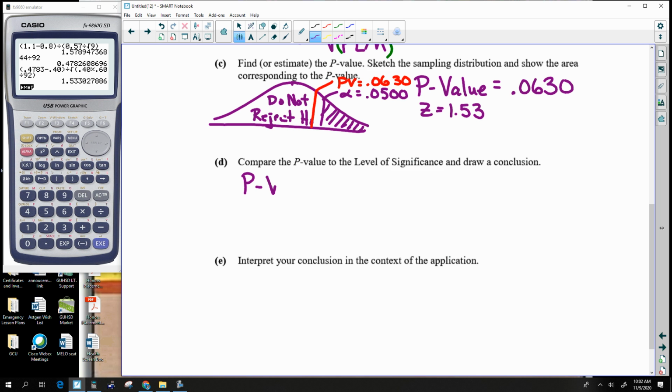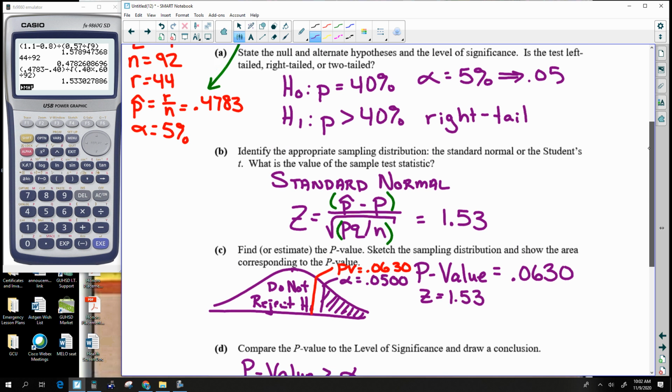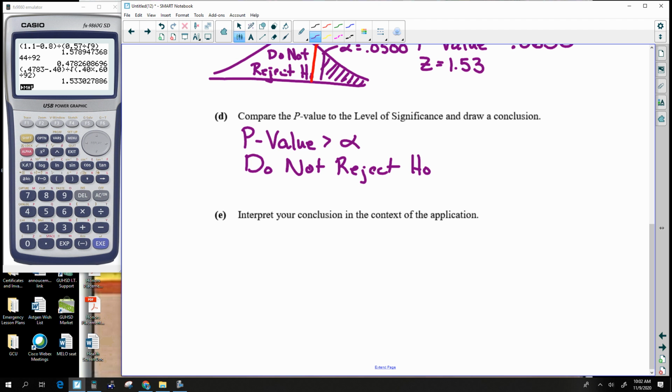So I notice that my p-value is larger than my alpha. That means do not reject H0. Okay, so that means we do not have enough evidence to say H1, that the probability is greater than 40%. All right, we're talking about students with jobs. So we do not have enough evidence to say H1.